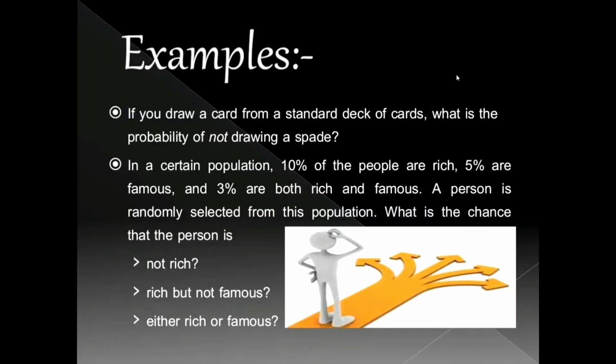Examples of probability. If you draw a card from a standard deck of cards, what is the probability of not drawing a spade? In a certain population, 10% of people are rich, 5% are famous, and 3% are both rich and famous. A person is randomly selected from this population. What is the chance that the person is not rich but not famous, either rich or famous? Like these examples.